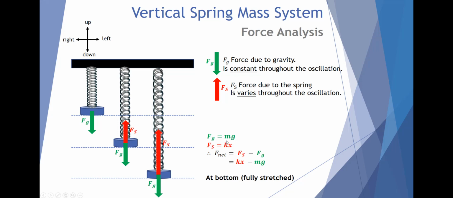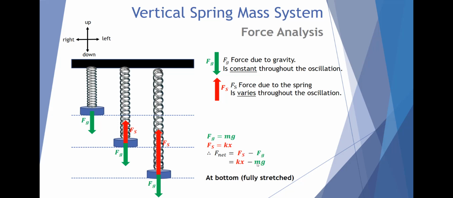So at this point, we have a gravitational force of mg, we have a spring force of kx. The net force, we consider the larger force to be heading in the direction of the net force. So the net force is the spring force minus the gravitational force, or kx take mg.